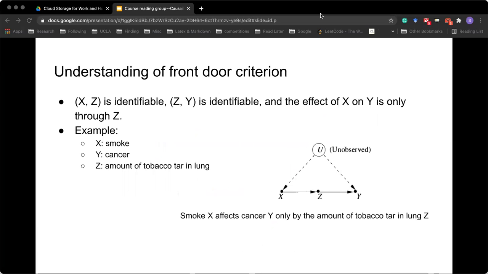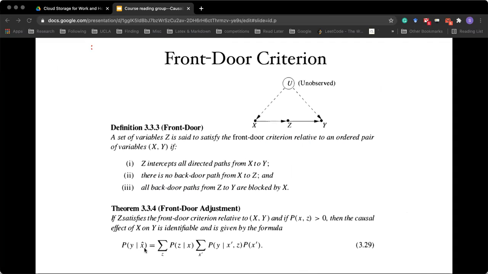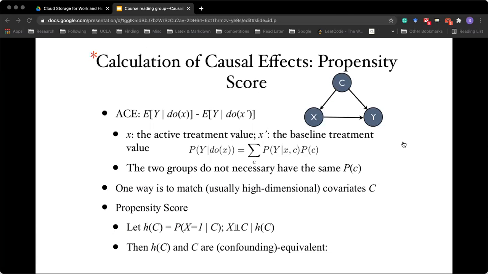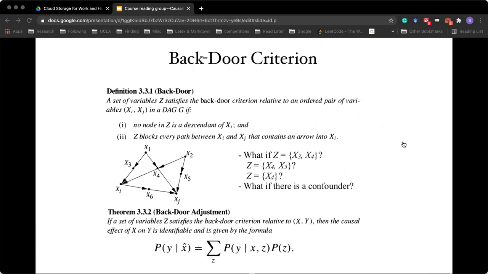Thank you, Song. So for the backdoor and the front door criteria, are they used to solve the same problem, the same question? Yes, they are both used to calculate the probability of Y given do X. So they are both used to compute the causal effect. So then in practice, because it seems to me like the backdoor criteria is more popular, right?